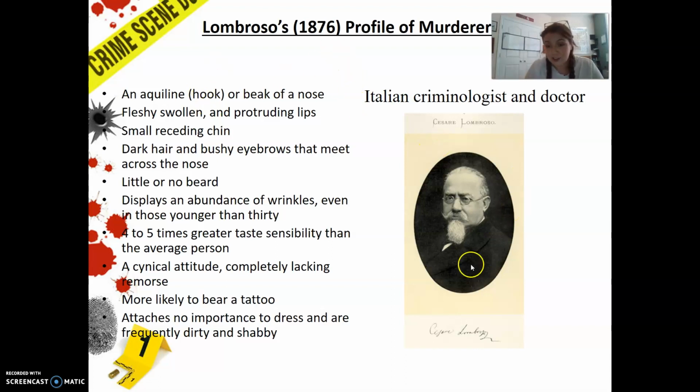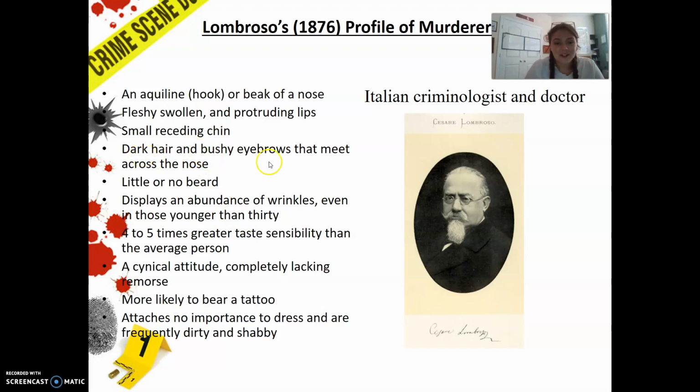This is a forensic psychologist at the time, an Italian criminologist. And this was actually something that he put in his book on how to profile a murderer. And if you look through it, it is just pretty ridiculous. So basically he just put physical features. He didn't even put things that they would be like for the most part, other than a cynical attitude. That was the only part that was actually personality. The rest of it is about their appearance.